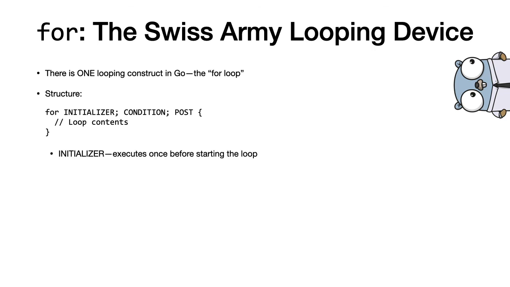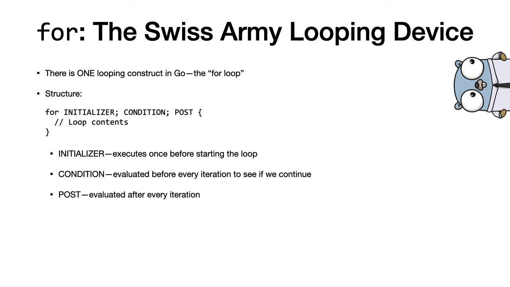inside the braces. The initializer is executed once before starting the loop. If it's a variable, you can create a variable that's only used within the loop. The condition is evaluated before every iteration to see if we can continue, and post is evaluated after every iteration. So your typical for loop looks like this: for i := 0; i < 10; i++. This will simply iterate through the values 0 through 9.